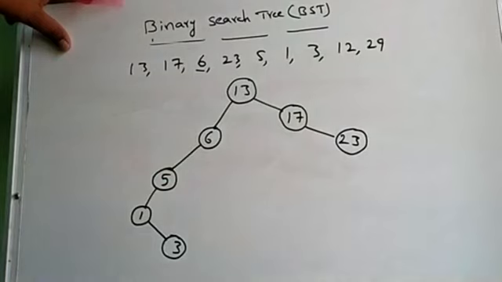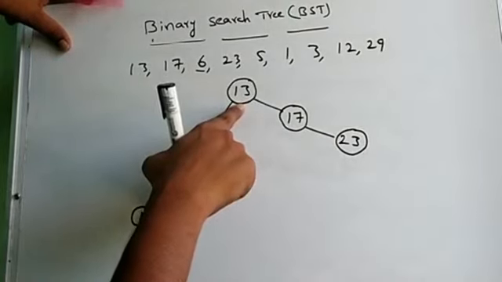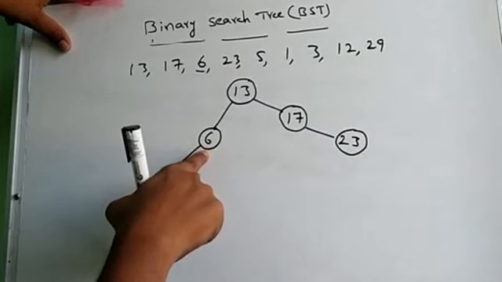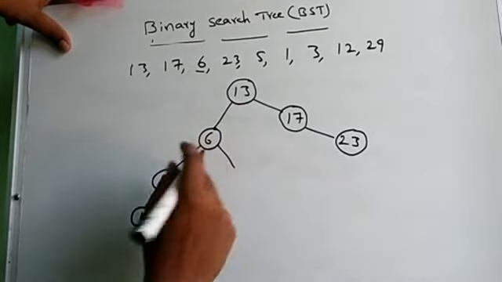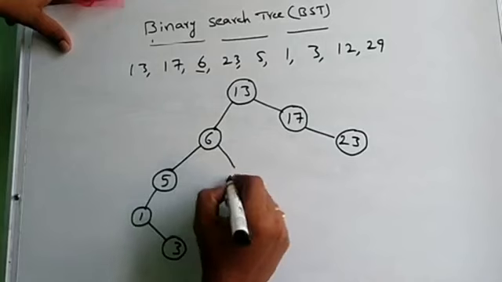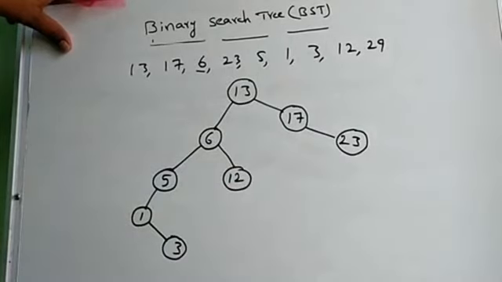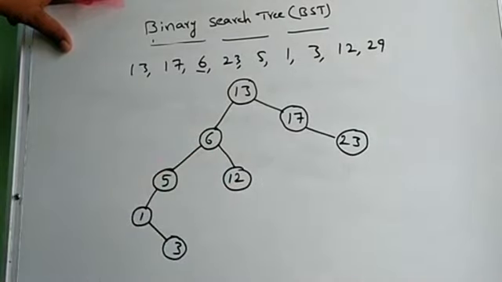Okay. Next 12. 12 is less than 13, so go to the left side. Comparing 12 with 6, 12 is the greater value. The right side position of 6 is still empty, so we can move 12 to the right side of 6, because 12 is greater than 6.